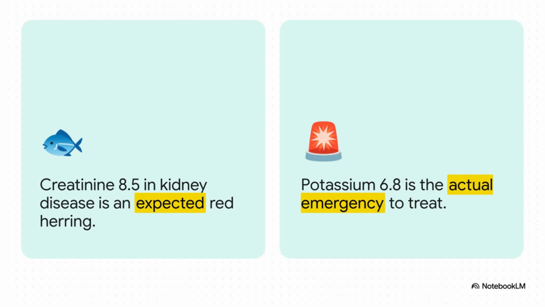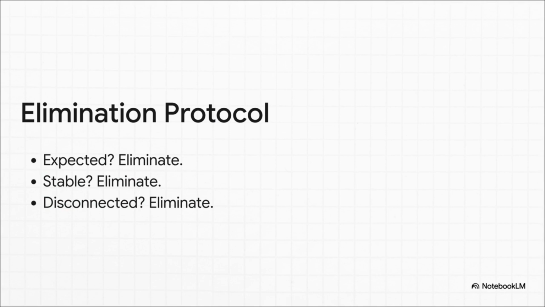The actual emergency is that same patient with a potassium level of 6.8. That is the acute, life-threatening issue. Your job isn't always to find the right answer immediately. Honestly, a lot of times, your job is simply to eliminate the logically inconsistent patterns so the real emergency has absolutely nowhere to hide. To do that, we use the elimination protocol.